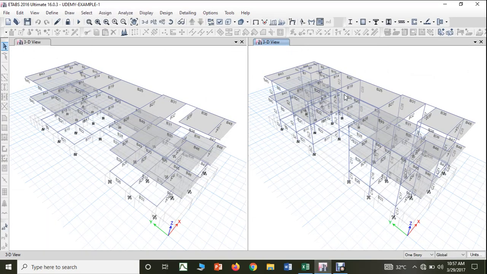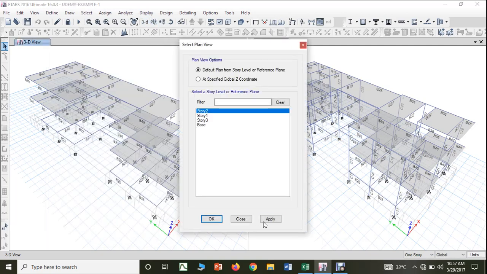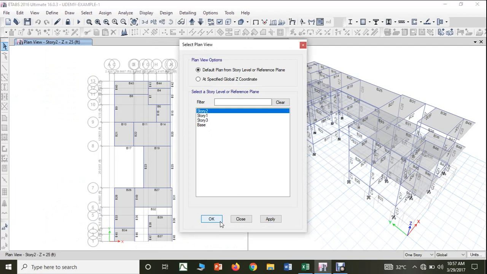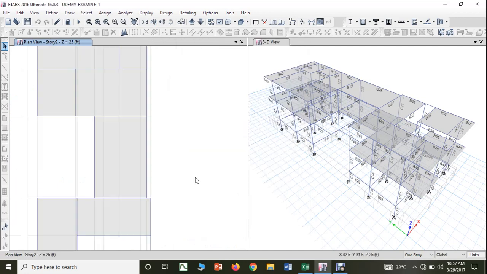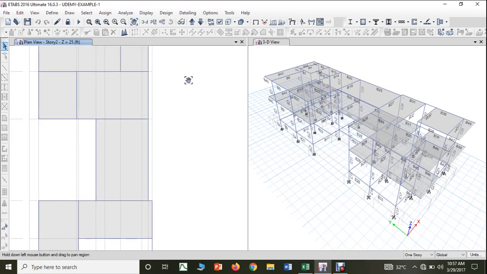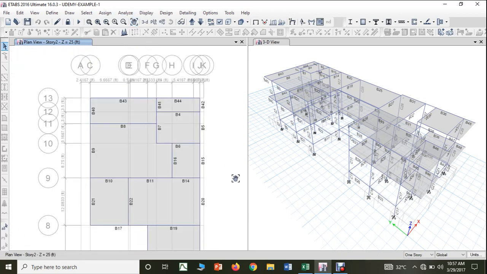Now let me go to the top story. Right now, if I take the top story, you can see that we have a particular beam here. For that particular beam, you will have one shear force, one positive bending moment, and one negative bending moment.